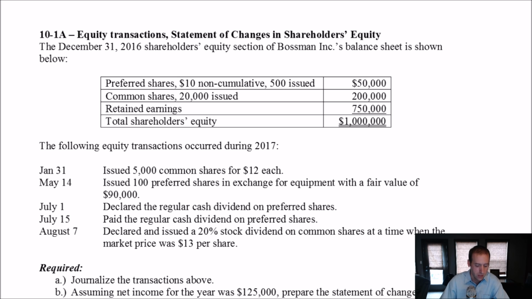complex at times. Okay, so the December 31st, 2016 shareholders equity section of Bossman Inc.'s balance sheet is shown below, and there is their shareholders equity. They've got some preferred shares, some common shares, and retained earnings. Now, something that we haven't discussed so far is preferred shares. We haven't discussed it at great length, but one of the features, when I was a kid growing up, I always thought, oh, preferred shares, those are the ones I want because they're preferred.